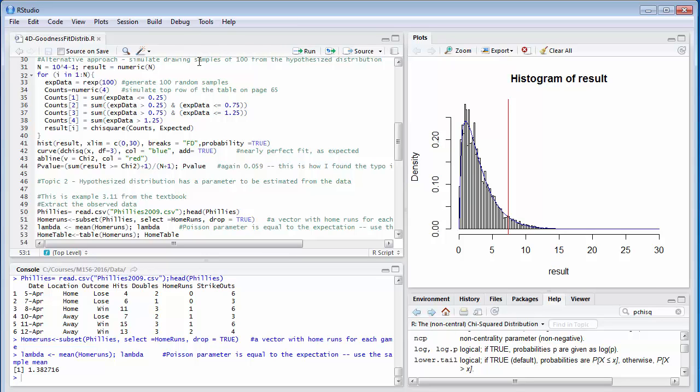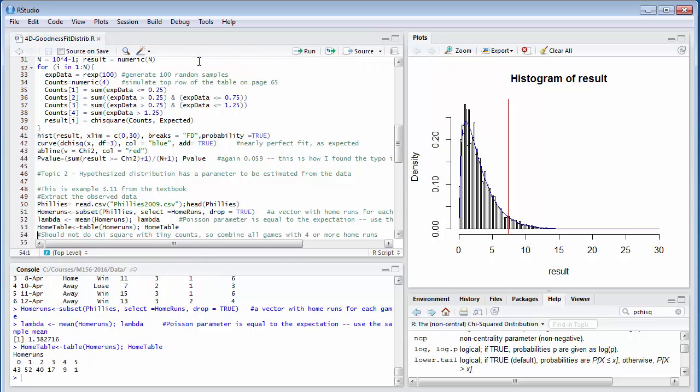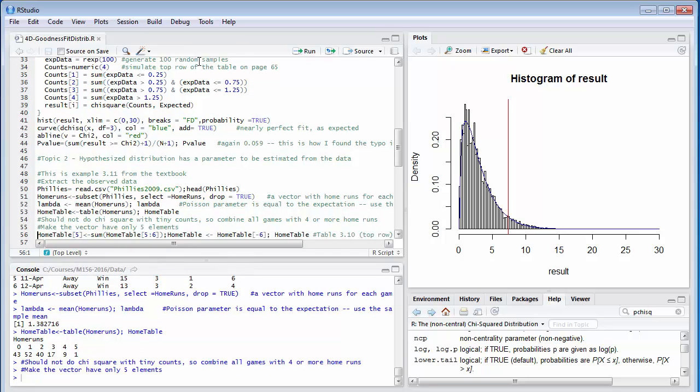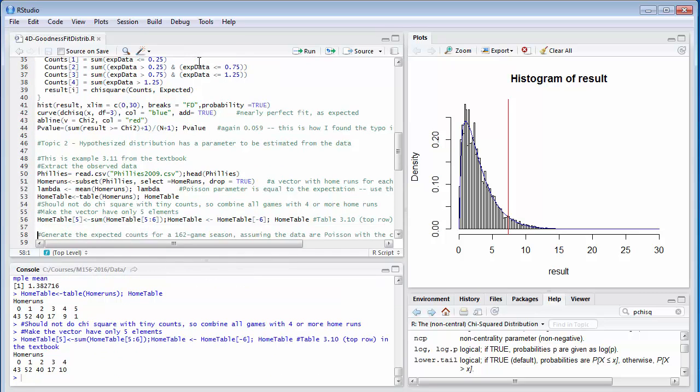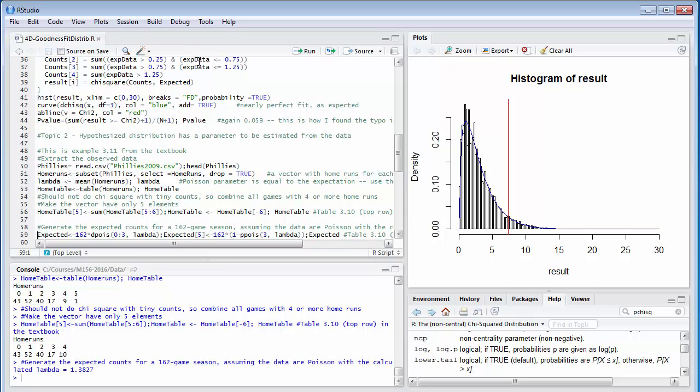So let's make a table of the number of home runs. There it is, and you look at this. You don't do chi-squared when you have tiny counts. So we should really combine the 4 home run and 5 home run counts. Let's work with these 5 numbers. Now let's assume the data are Poisson.